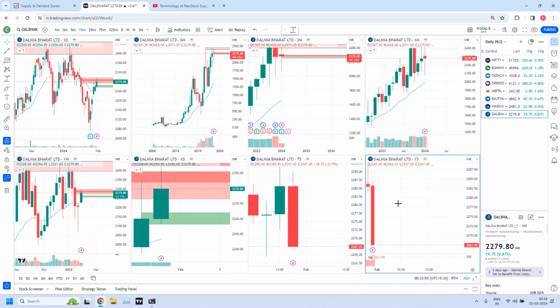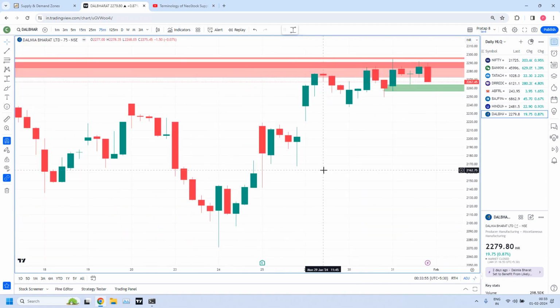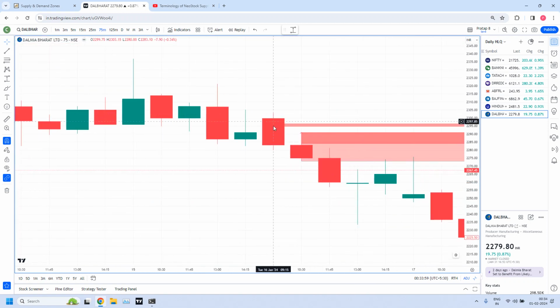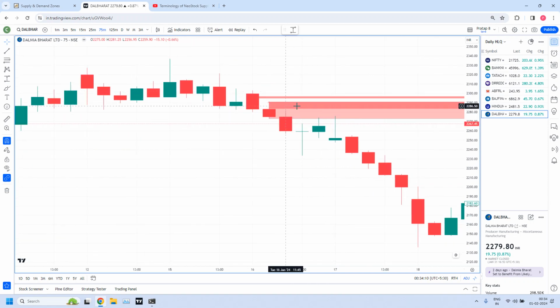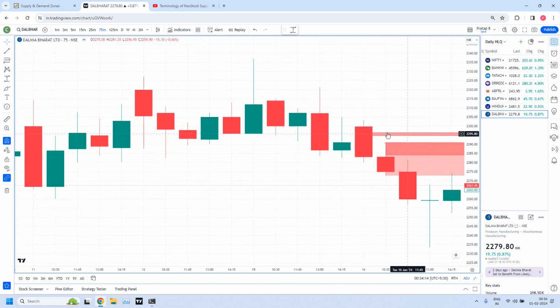This is also a 75 minutes zone, a 75 minutes supply zone. Look here, we have a drop, base, drop. Just above that, I identified the 5 minutes bull trap. If this zone is violated, there are higher chances this bull trap will be executed.